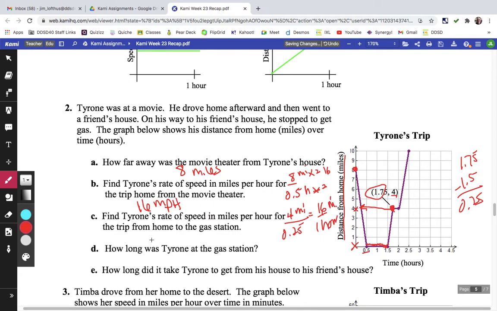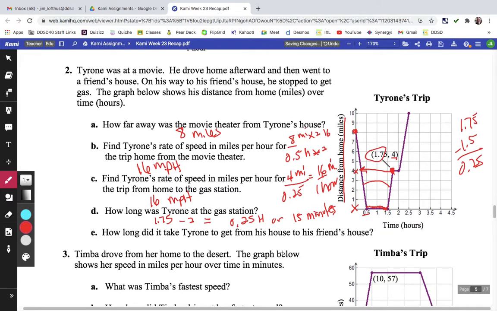So, find the rate of speed in miles per hour for the trip from home to the gas station, which is also 16 miles per hour. And you can see that the graph looks like the same steepness. This is kind of symmetrical from here to there. And how long was he at the gas station? He was there from 1.75 till he started moving again at 2. And that's equal to 0.25 hours, or 15 minutes. A quarter hour is 15 minutes.